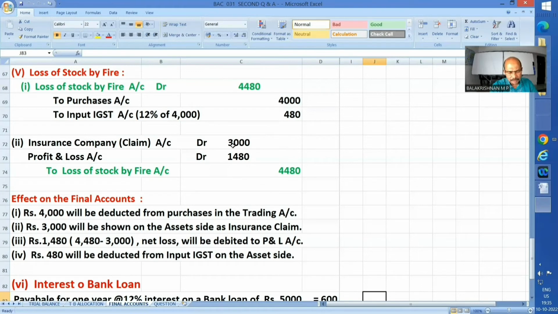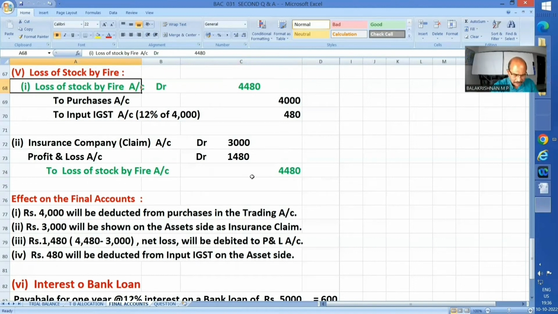So 3,000 I debited. And my total loss was 4,480. So there is a net loss of 1,480. That has to be absorbed by my profit and loss account: debit it, and credit the loss of stock by fire account. So this and this account got nullified, a debit and credit.